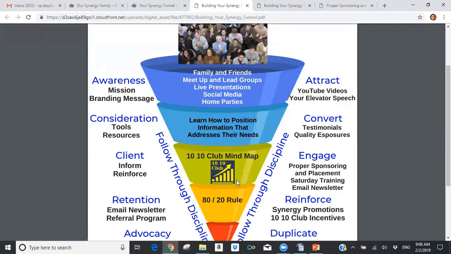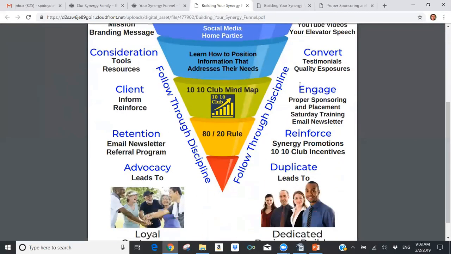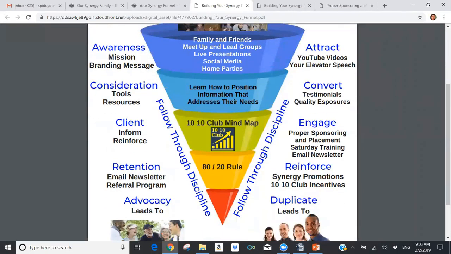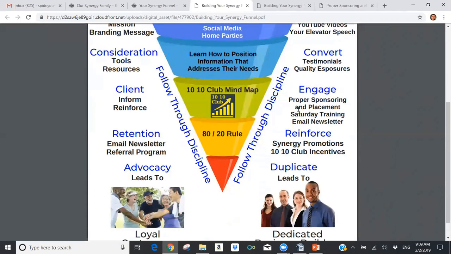And so when we come down here, you'll see on the right-hand side this word engage. We've got attract, convert, engage. So as I convert people who are interested in the business opportunity in Synergy Worldwide into team members, Synergy distributors, then I need to be able to engage them effectively. And one of the things that I need to help them understand is proper sponsoring and placement, which is what we're going to talk about in today's presentation.